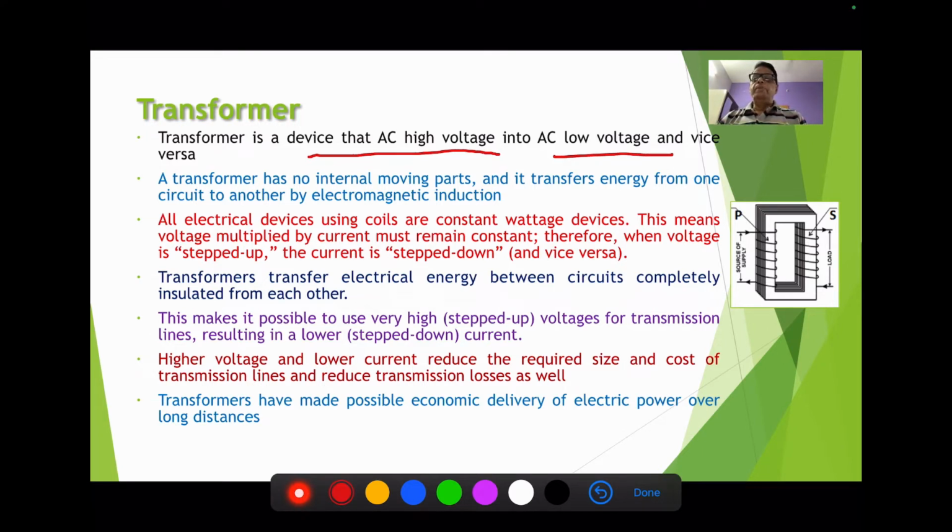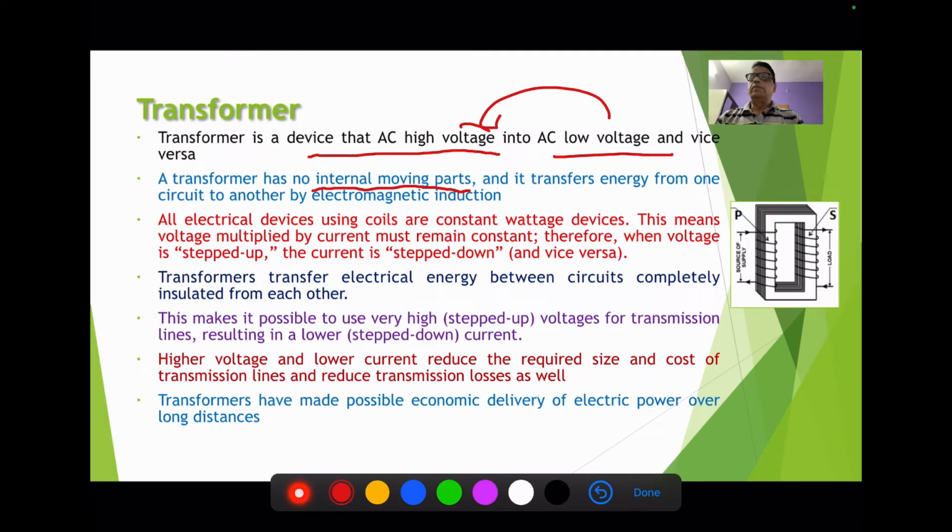But it doesn't mean that every time we need to convert a high AC into a low AC. It is also possible to convert a low AC voltage into a high AC output. So a transformer can do both things. It can transform the input high AC voltage into a low AC voltage, or the input low AC voltage into a high AC voltage. A transformer has no internal moving parts.